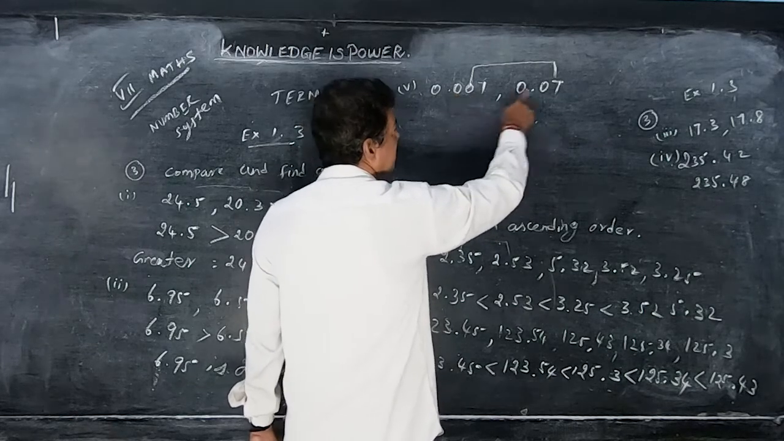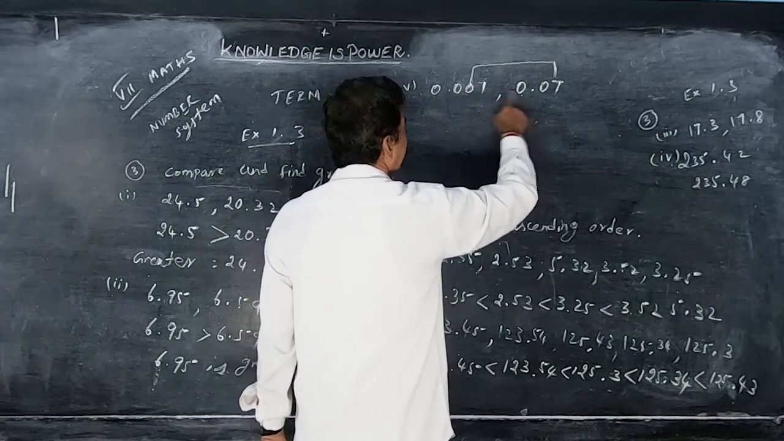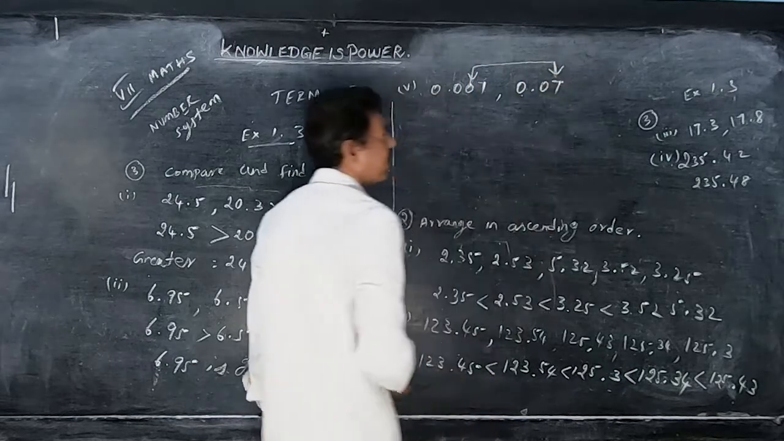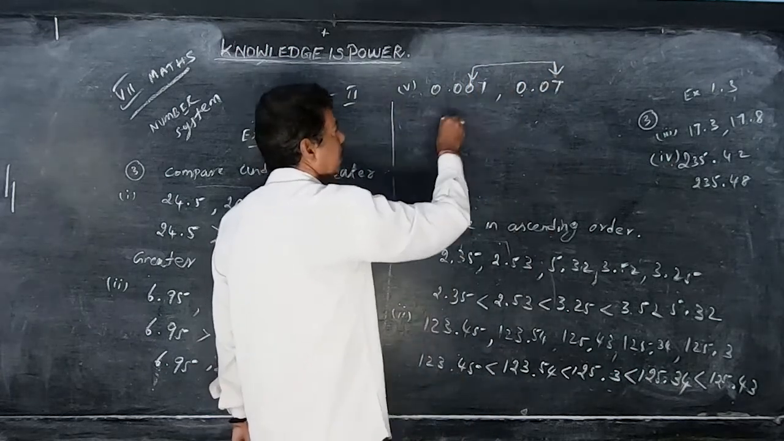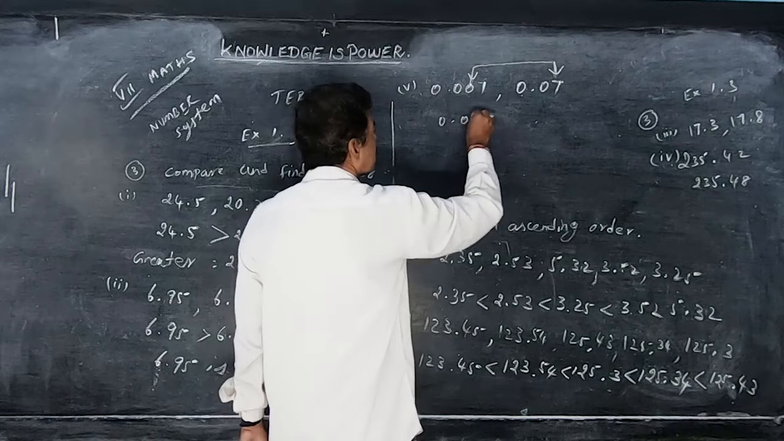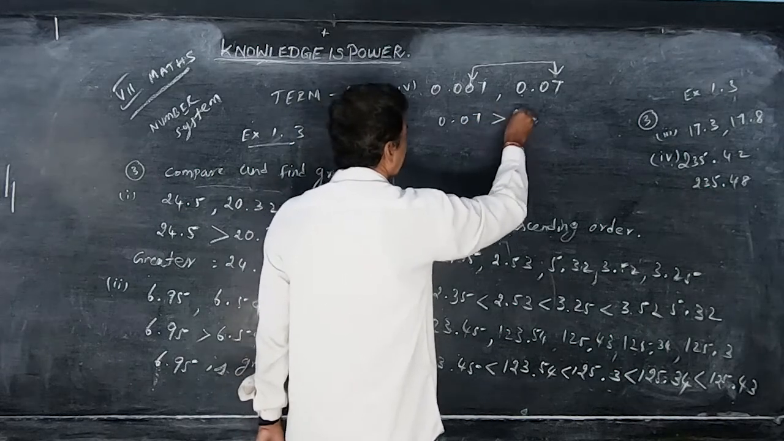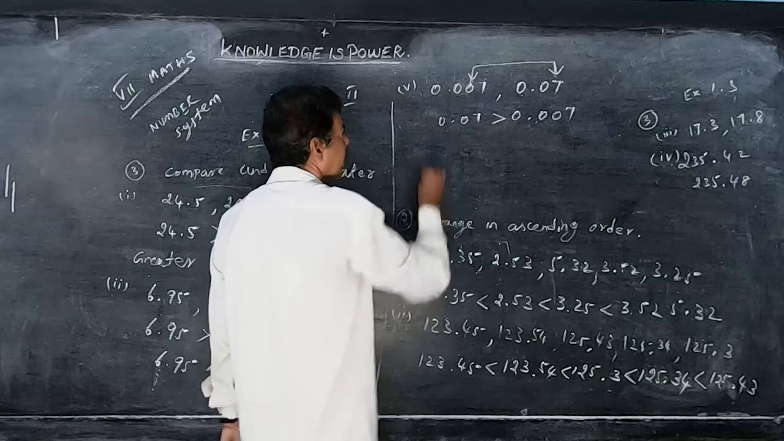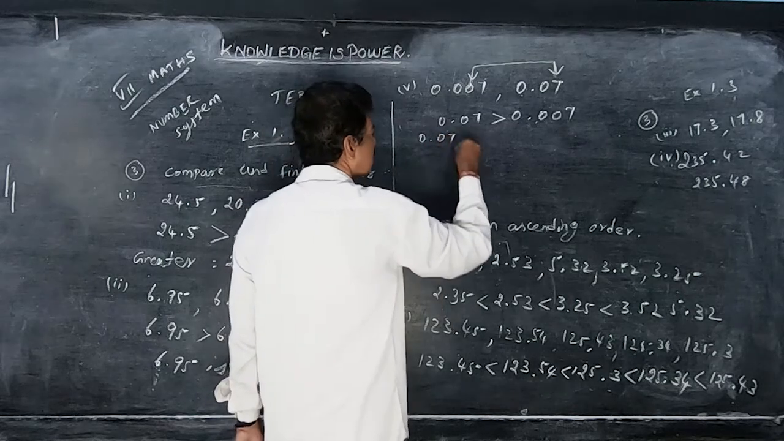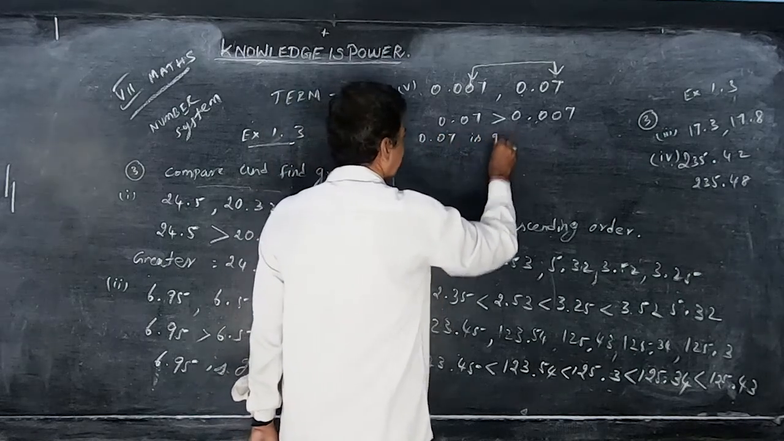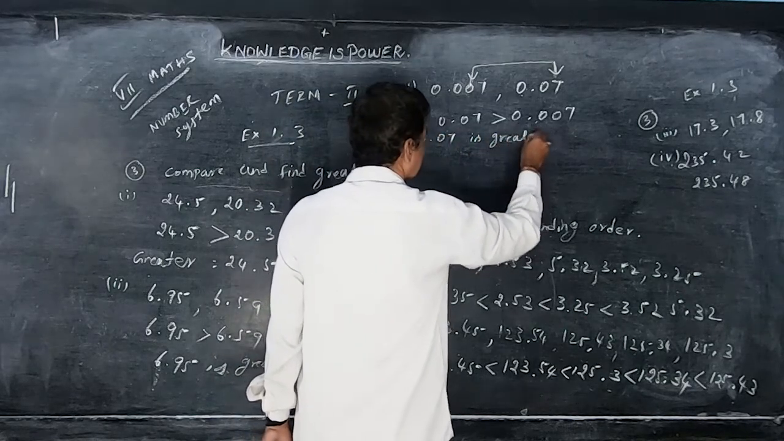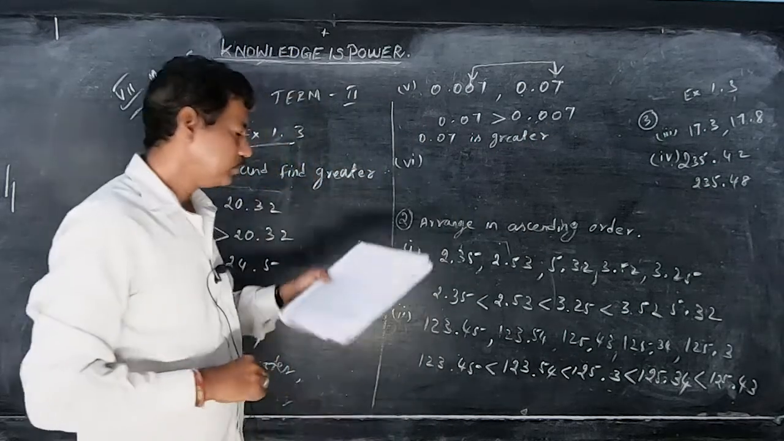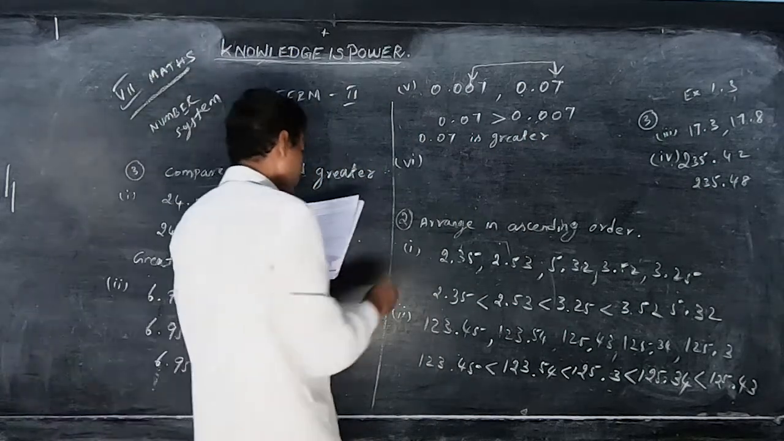So the first digit is same, the integer part is same, see the second digit. Which one is greatest? That one is greatest. Therefore 0.07 is greater than 0.007. Okay, clearly we can tell that 0.07 is greater. Next question number 6. Okay, so we can follow that.